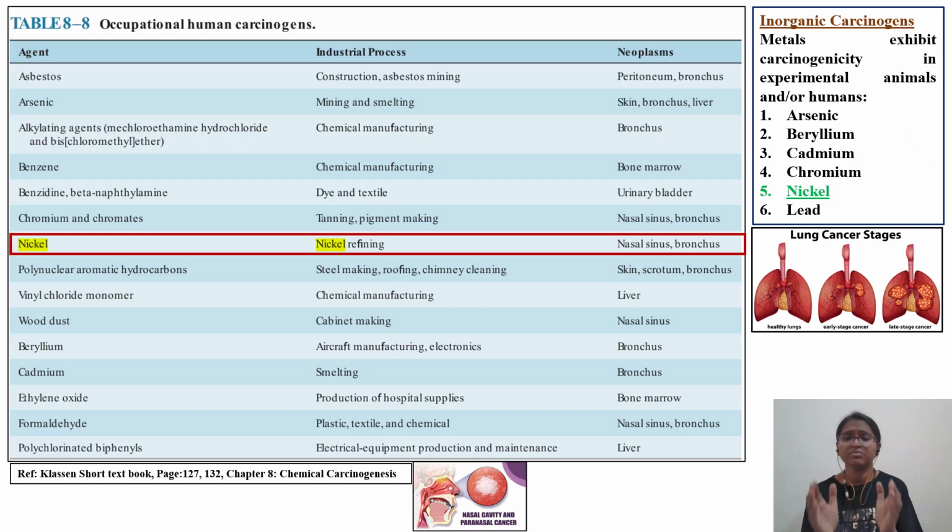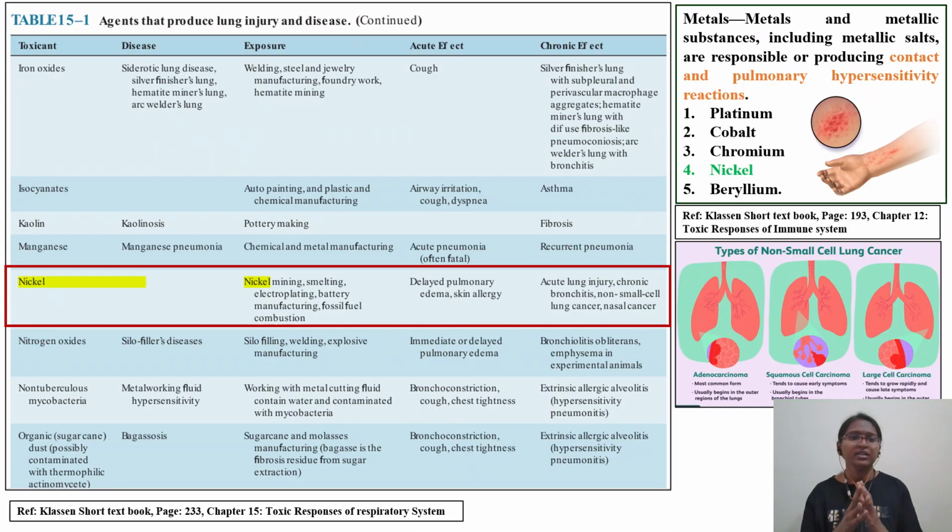So coming to inorganic carcinogens. Inorganic carcinogen means it is in the form of metal. So nickel is associated with lung and nasal cell carcinoma. Apart from that, as I told, read arsenic, beryllium, cadmium, chromium, lead. All these are inorganic metals which are causing different types of cancers. Then read table 15.1, which is given in the chapter on toxic responses of the respiratory system.